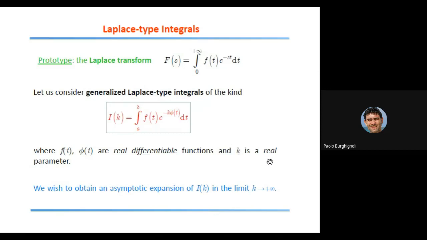For example, it may be a wave number, in which case we are performing a high frequency asymptotic expansion of this integral. The integral is indicated as usual by the letter I, and it is a function of this large parameter k. What can we do with this kind of integrals?